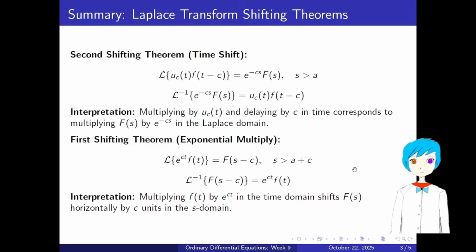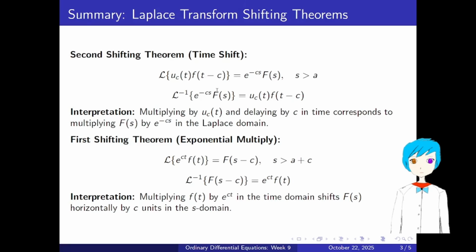We have the Laplace transform shifting theorems. The shifting theorems basically help us get the Laplace transform where the external force is a linear combination of Heaviside functions multiplied by some other functions. We have the second shifting theorem. This is a time shift, which means for the signal f, if we delay the time by c, then the Laplace transform of the delayed signal is e to the minus cs times the Laplace transform of the original f.